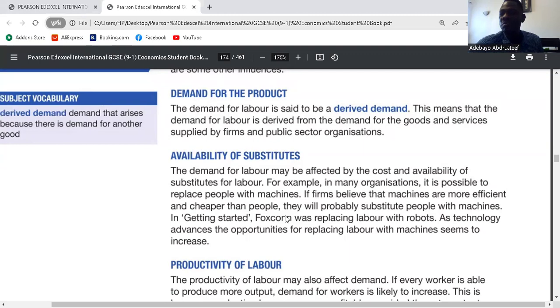The demand for labor is said to be a derived demand. This means that demand for labor is derived from the demand for the goods and services supplied by firms and public sector organizations. So if demand increases for firms, consumers are willing to buy more, firms will have to meet up with this demand. As a result, they might have to employ workers. That was the first point. Is it clear? Yes. Derived demand, I don't really understand it. Okay.